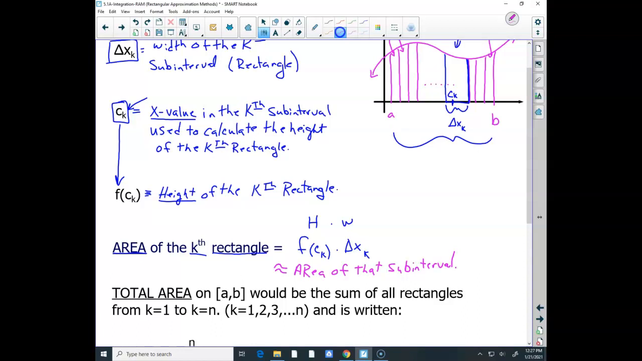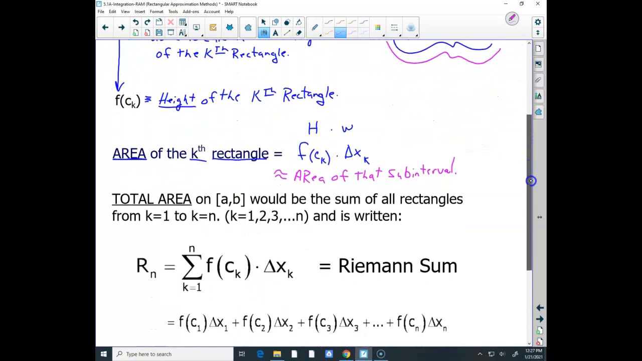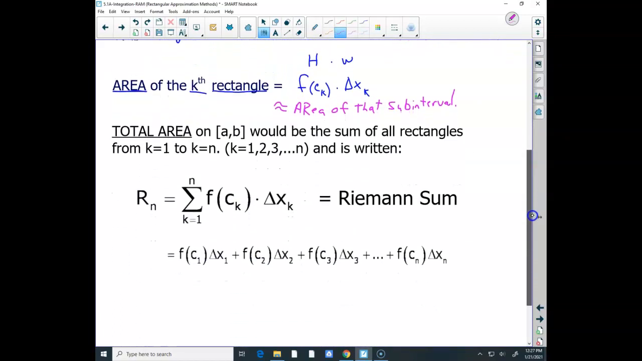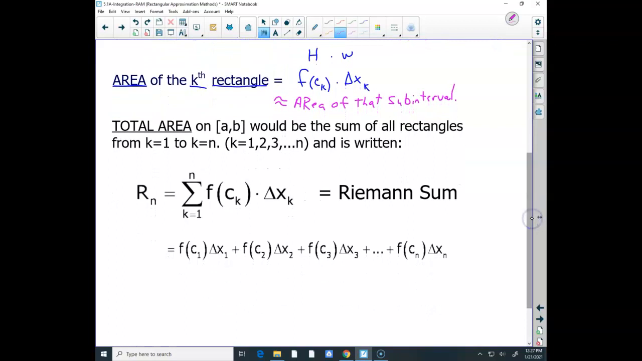Okay, so obviously we are going to be doing that quite a few times depending on how many subintervals we will have. Okay, so then the total area on A to B would be the sum of all the rectangles from k equals 1 to k equals n. And remember, k is just my counting mechanism that tells me which rectangle it's on, and it's written in this form right here.